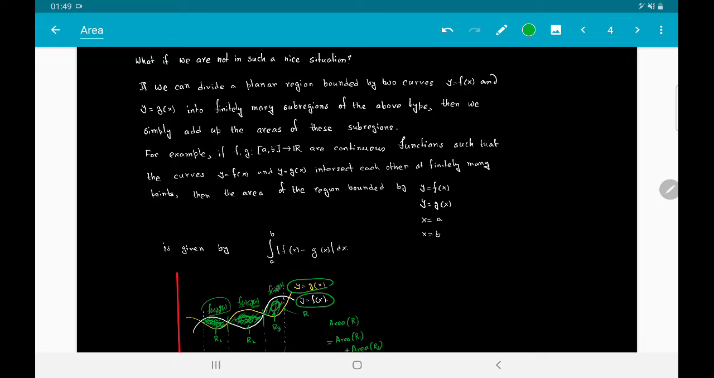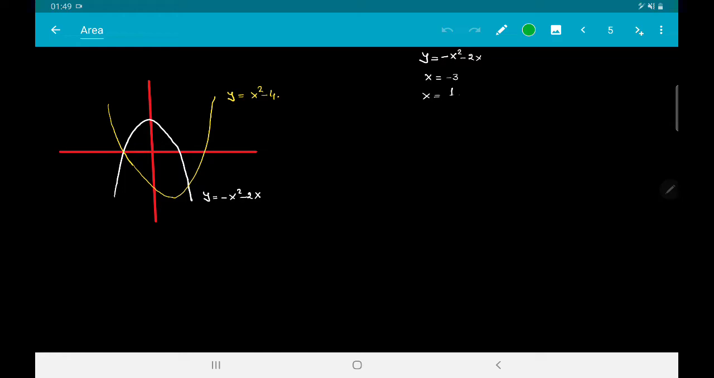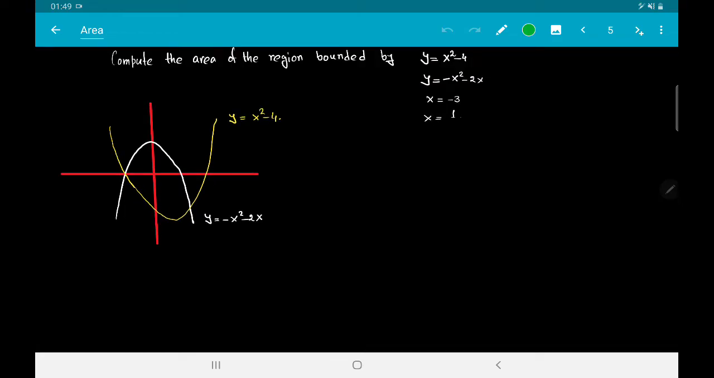So before we finish this, let me work out a proper example. Here is the example that I have chosen, and this comes in Thomas's calculus book as an exercise. It might not be fruitful to point out exactly which exercise this is, because the exercise numbers may change from edition to edition. So suppose we are given these two functions, y equal to x squared minus 4 and y equal to minus x squared minus 2x.